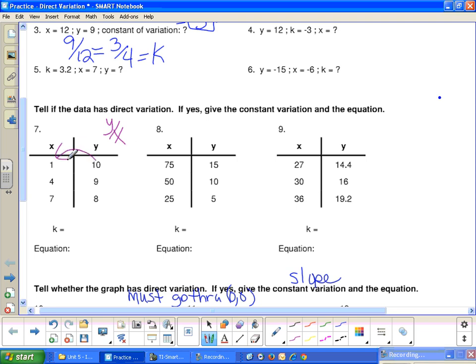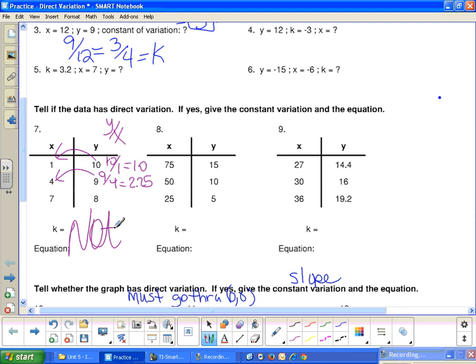What's 10 divided by 1? 10. What's 9 divided by 4? 2.25. Are those the same? No. Nope. What on direct variation? Wait, aren't you just gonna... We're doing direct variation. We're not doing slope. We're seeing if the change each time is the same. Oh, can you multiply this number by the same number each time and get these? No, you can't. So the constant variation is the direct variation.